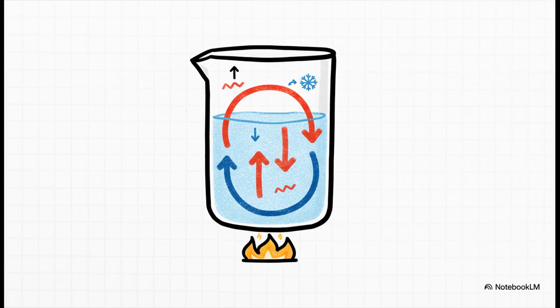Just look at this experiment here. When you heat water in a beaker, the water at the bottom gets hot and light, and it rises. The cooler, heavier water from the top sinks down to fill its spot. This cycle just keeps going and going. It's called a convection current, and it's exactly how your water boils for Maggie.